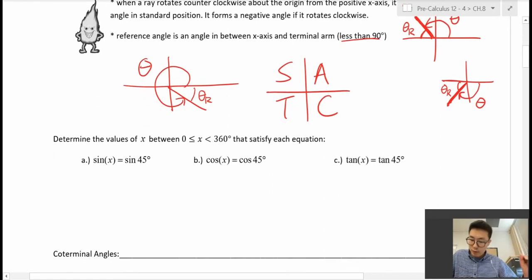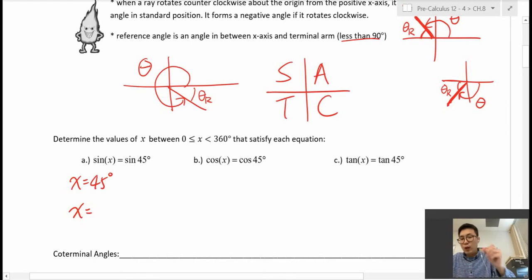Based on that, we can use the reference angle and the concept of the CAST rule, or All Students Take Calculus, to do the following question. It says, determine the values of x between 0 and 360 degrees that satisfy each equation. Here it says sine of x equals sine of 45 degrees. Obviously, if x is 45, then it's going to work. Now, there's another one.